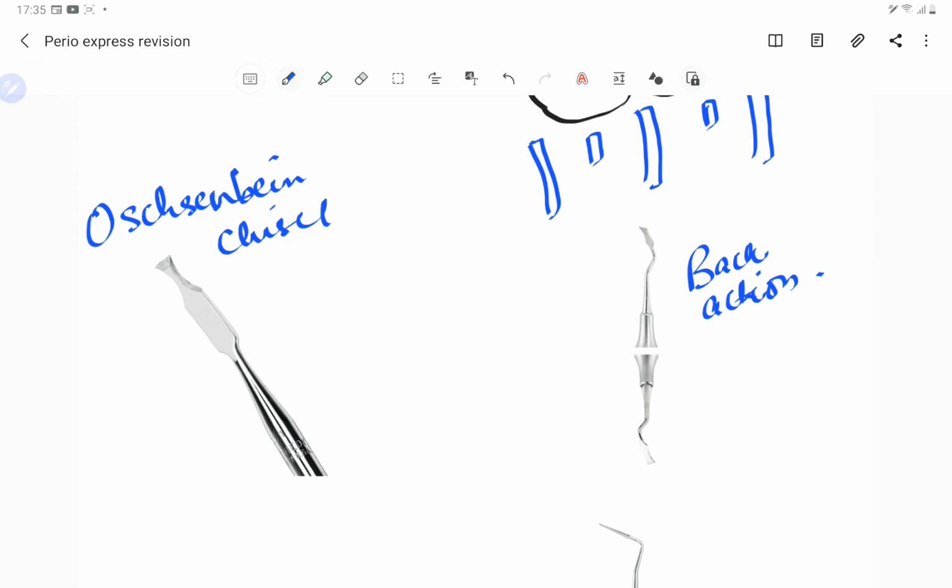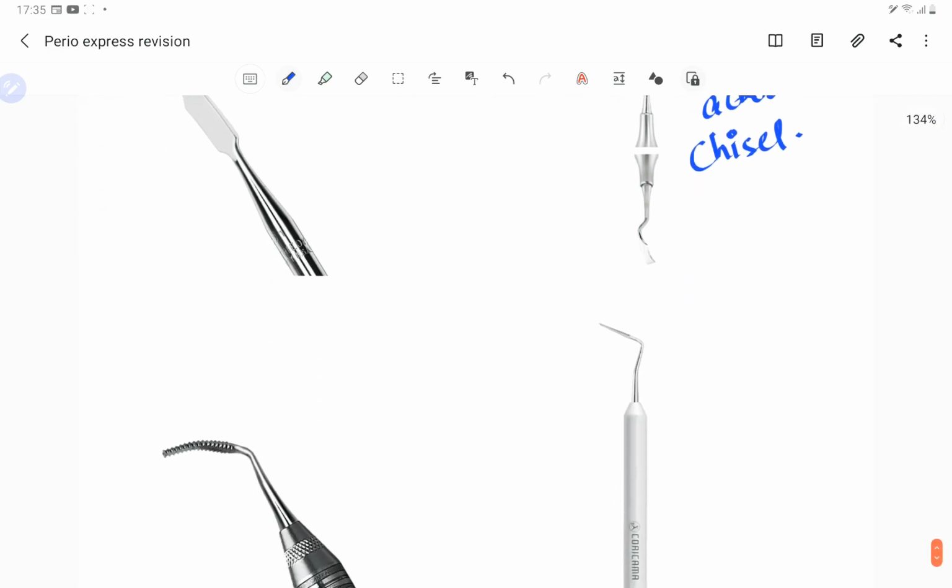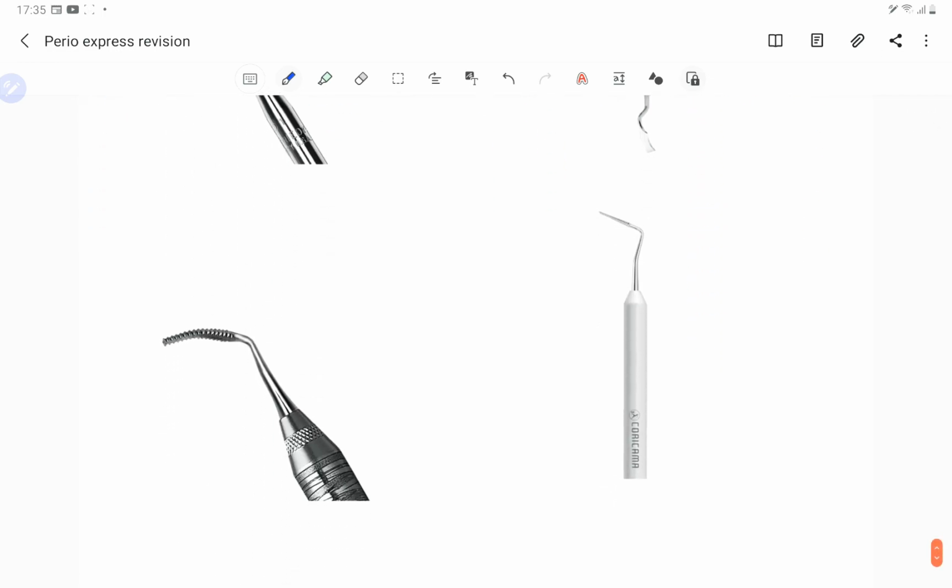This back action chisel is also used to make these grooves. These lines are made with the help of these chisels. Along with that, we use these bone files. We have two kinds of bone files here, the interproximal bone files. Here is the Schluger file.